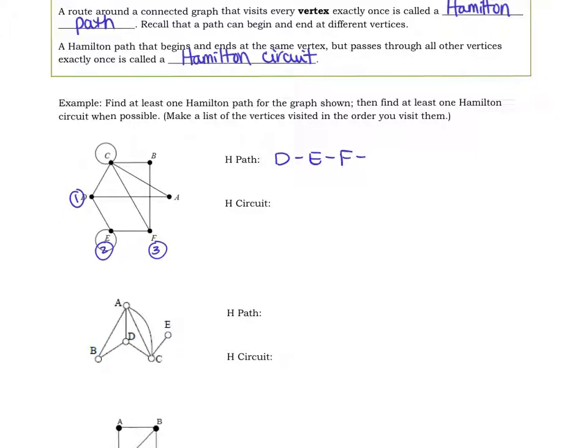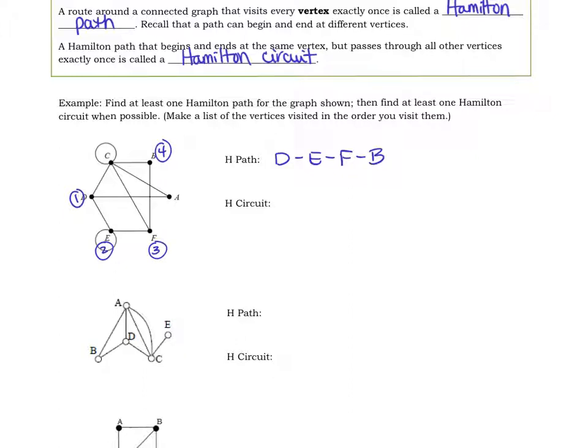From F, I could go to C or I could go to B. I'm going to choose, I don't know that it's actually going to matter, but let's go to C just for something different. Vertex C. And then it is going to matter because look, from vertex C, I can go to B or A and I can't get to the other one. So I'm going to back that up just a little bit. And instead, from F, I'm going to go to B.